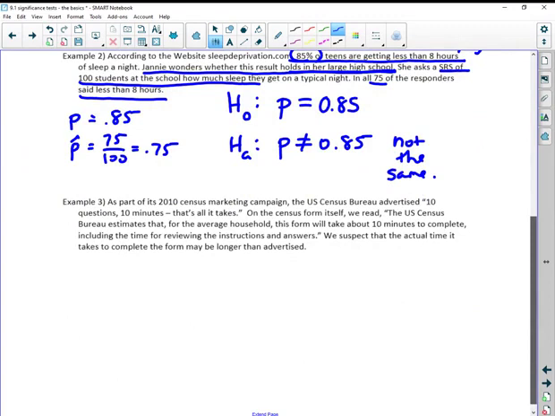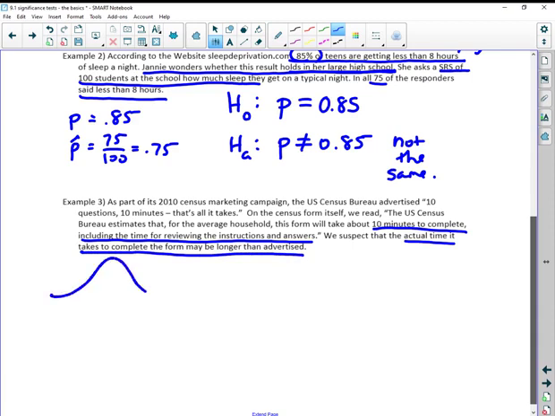Okay, this part is the 2010 census marketing campaign. The U.S. Census Bureau advertises 10 questions, 10 minutes. That's all it takes. Well, we're starting the new census this year, 2020. The U.S. Census Bureau estimates that for the average household, this form will take about 10 minutes to complete, including the time for reviewing the instructions and answers. We think that the actual time it takes may be longer than advertised.